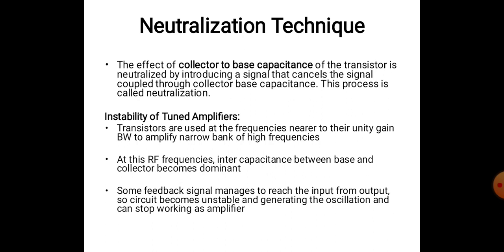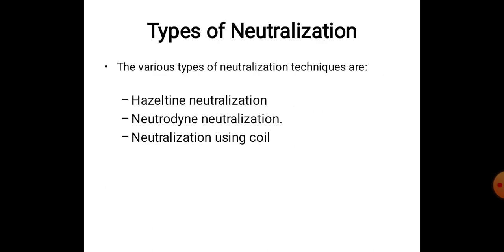Now let us see what are the various types of neutralization technique. Generally, there are three basic methods: Hazeltine neutralization, Neutrodyne neutralization, and neutralization using coil. There are some other methods like Rice neutralization technique and some others, and it goes on. Now let us see the basic three neutralization techniques. Now let us start with Hazeltine neutralization technique.